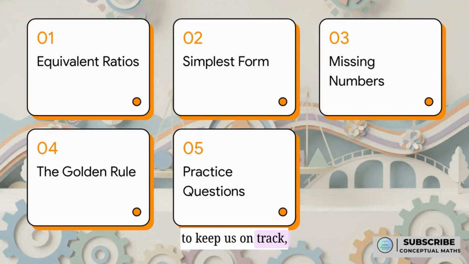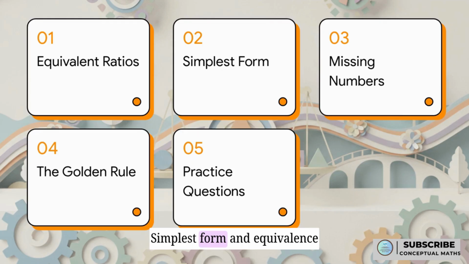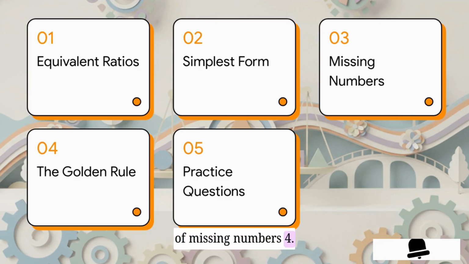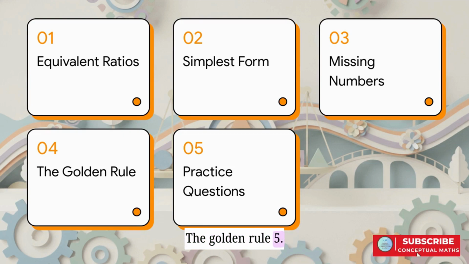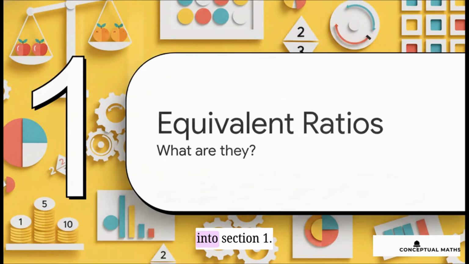All right, to keep us on track, here's our roadmap for this explainer. 1. What are equivalent ratios? 2. Simplest form and equivalence. 3. The magic of missing numbers. 4. The golden rule. And 5. Some practice questions to lock it all in. Okay, let's dive right into section 1.